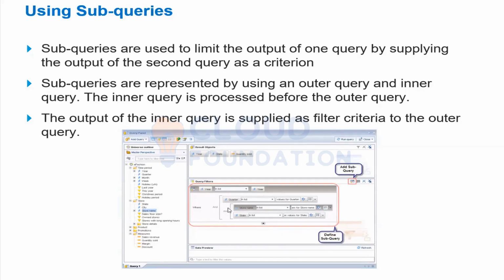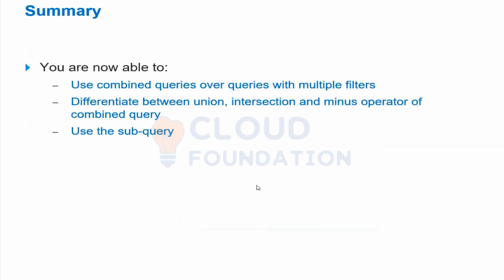Here we have a condition. First it will process and get the required output, and then the outer query will process by matching this with the where condition. The output of the inner query is supplied as filter criteria to the outer query. Whatever is the output here is supplied as the filter criteria for the outer query.